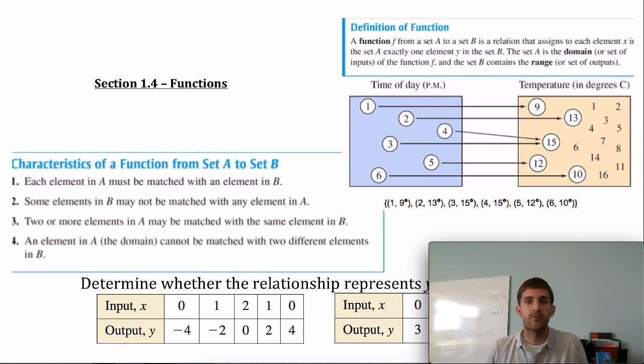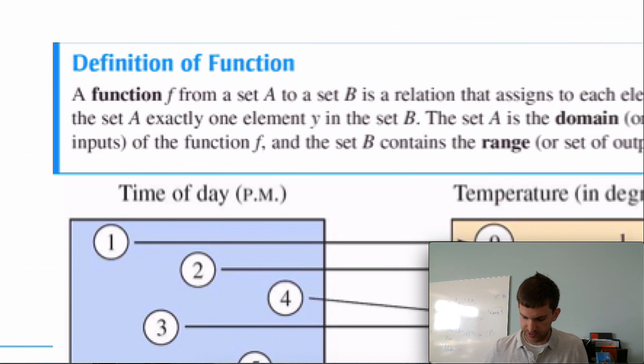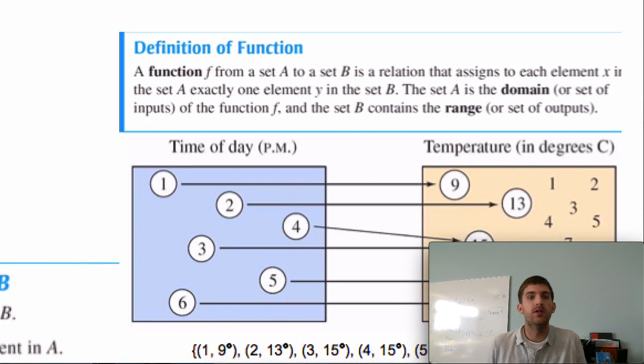All right, section 1.4 is all about functions. Let's start in this top right corner, and I'm going to clarify something on this definition, just to shorten the definition to make it a little simpler. So a function f from set A to set B is a relation that assigns each element x in the set A to exactly one element y in the set B.